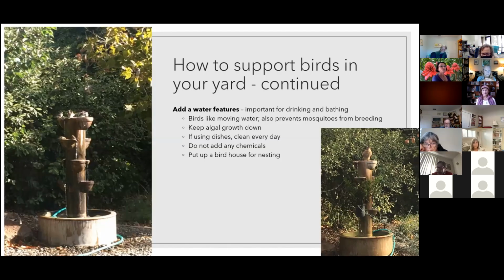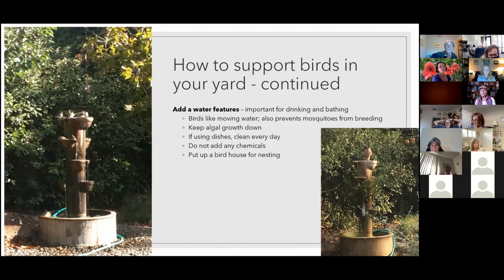A water feature is also very nice. It's important for drinking and bathing of all kinds of wildlife. This is the fountain in our backyard. Birds really like that moving water. You can see them bathing on top and drinking from those springs. Moving water also prevents mosquitoes from becoming established, and it keeps the algal growth down, though we do have to clean them out pretty regularly.